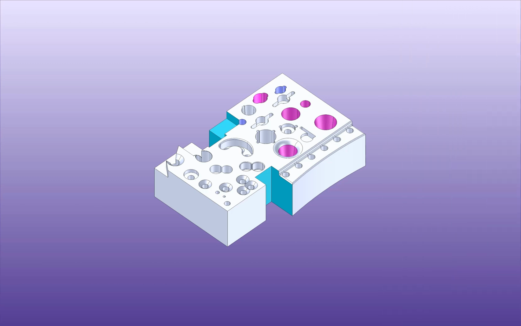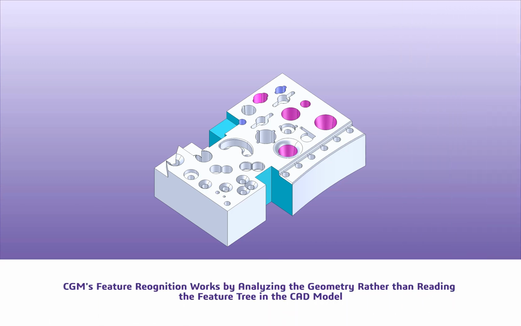CGM's feature recognition works by analyzing the geometry rather than reading the feature tree in the CAD model. This means that the presence or absence of a feature tree in the CAD model is irrelevant for CGM's feature recognition.